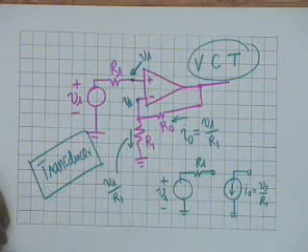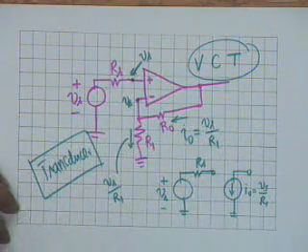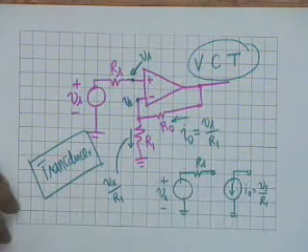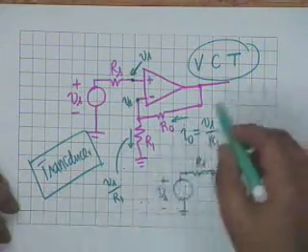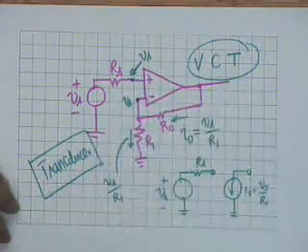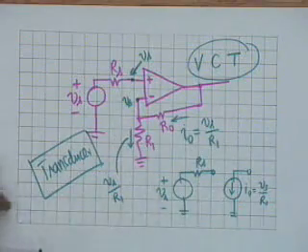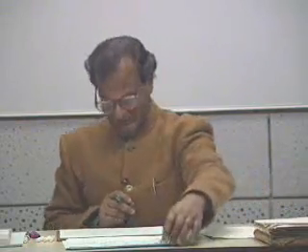OpAmp, is it a transducer? No, it converts a voltage into a voltage. But an OpAmp, along with peripheral circuits like this, can act as a transducer. It can convert, yes. So why is I0 Vs by R1?